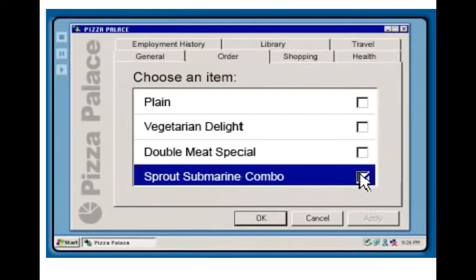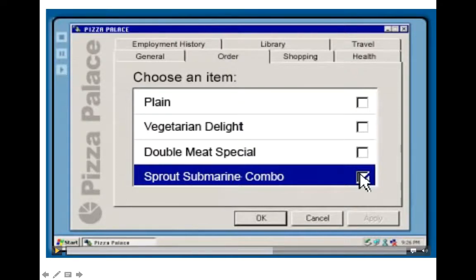You could save $48 if you ordered our special Sprout Submarine combo and picked... All right, so you're getting the idea, and it'll go on and on and on. But now, how would this relate?